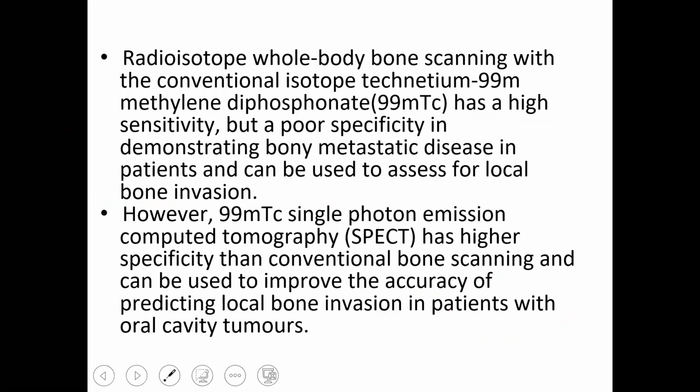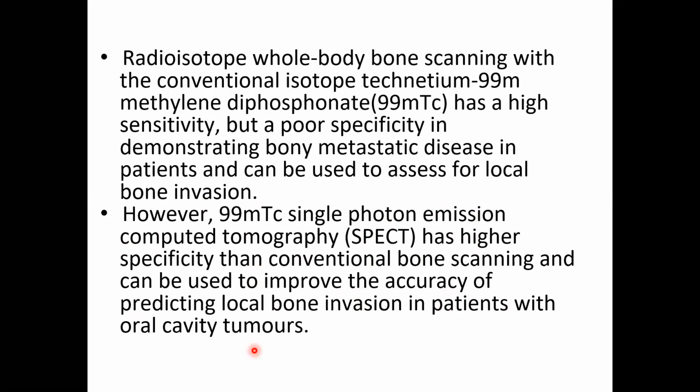Radioisotope whole body bone scanning with the conventional isotope technetium-99m methylene diphosphonate has a high sensitivity but a poor specificity in demonstrating bony metastatic disease in patients and can be used to assess for local bone invasion. However, 99mTc single photon emission computed tomography, that is SPECT, has higher specificity than the conventional bone scanning and can also be used to improve the accuracy of predicting the local bone invasion in patients with oral cavity tumors.